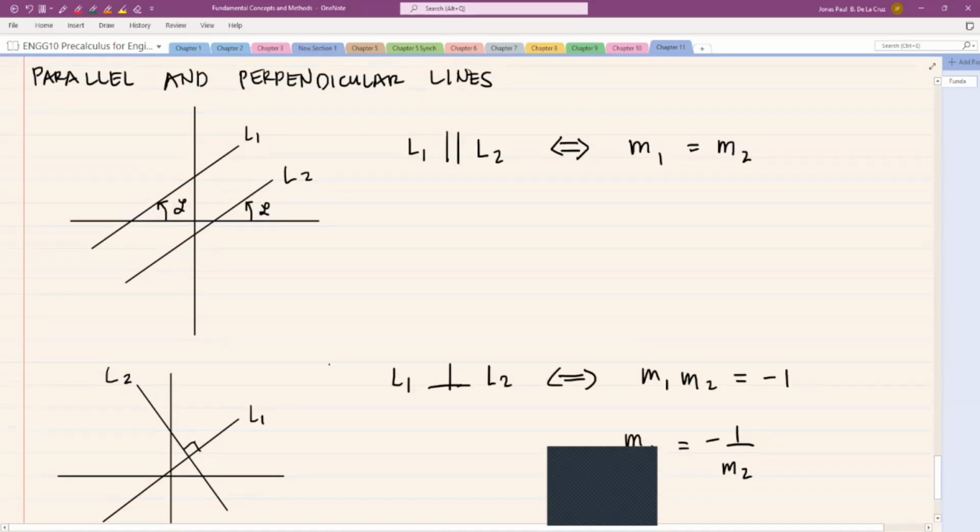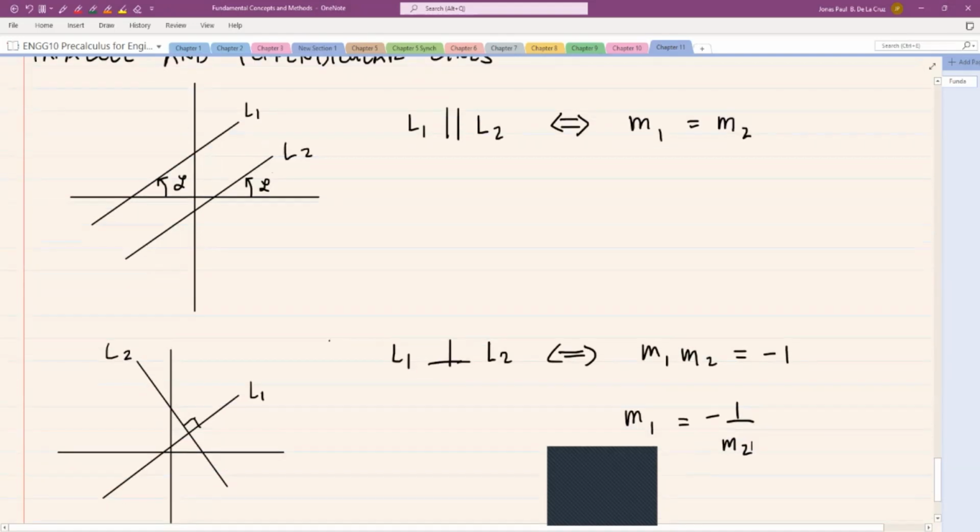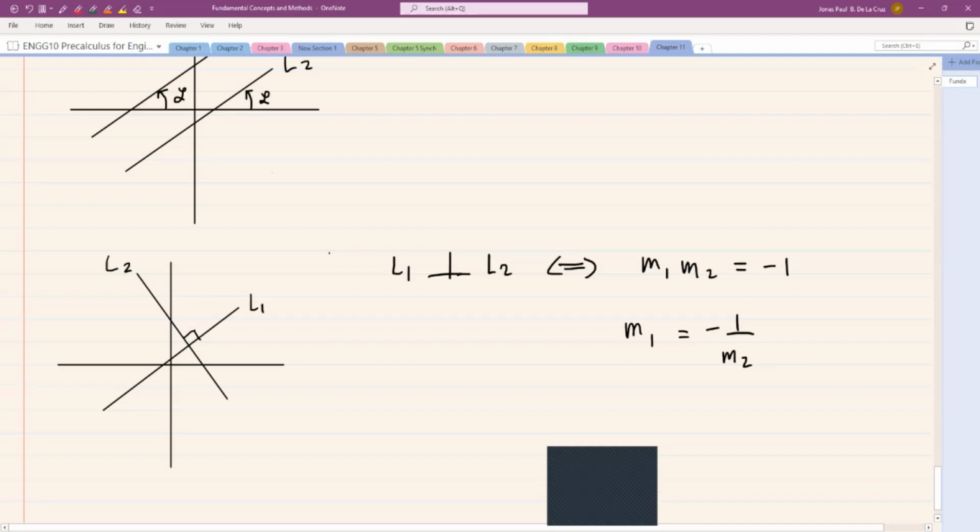So kapag parallel lines, parehas yung slope. Kapag perpendicular lines, yan yung relationship. The product of M1 and M2 is -1. Alright?